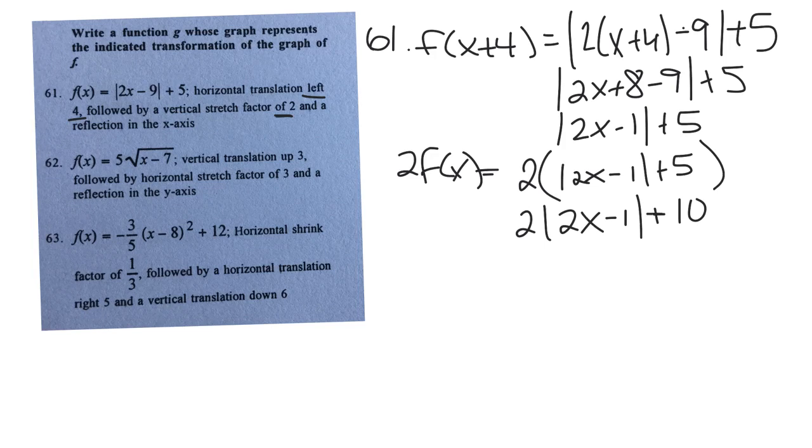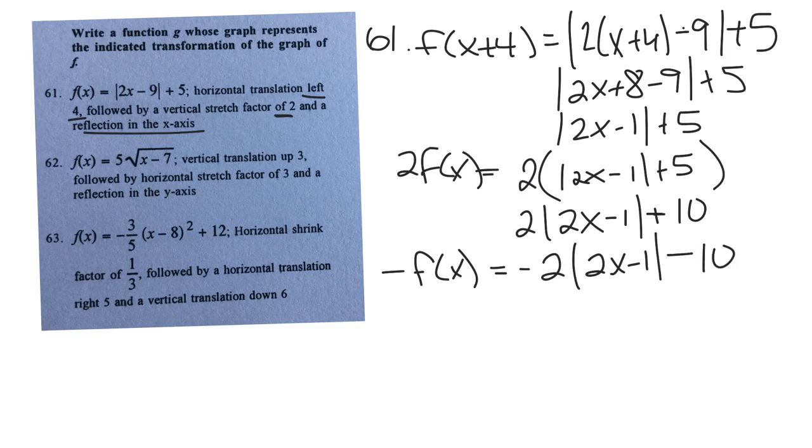And then reflection in the x-axis, that's negative f of x. So that's negative 2 absolute value of 2x minus 1 minus 10, because the negative will distribute to the 10 as well, because we would multiply this whole thing by a negative 1, or just a negative.